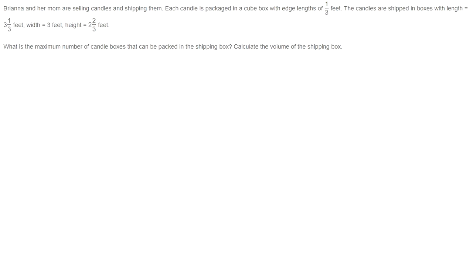You're not missing anything. Each candle is packed in a cube box with edge lengths of 1/3 feet. The candles are shipped in boxes with length 3 1/3 feet, the width 3 feet, and the height 2 2/3 feet. What is the maximum number of candle boxes that can be packed in the shipping box? And what is the volume of the shipping box? So we need to find the number of cubes that can fit.